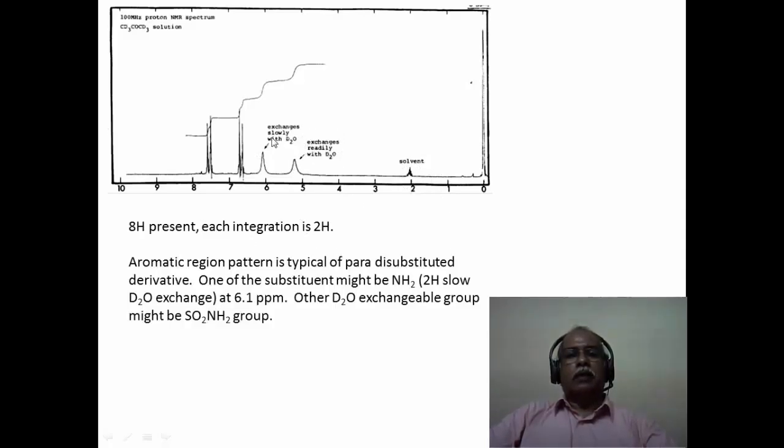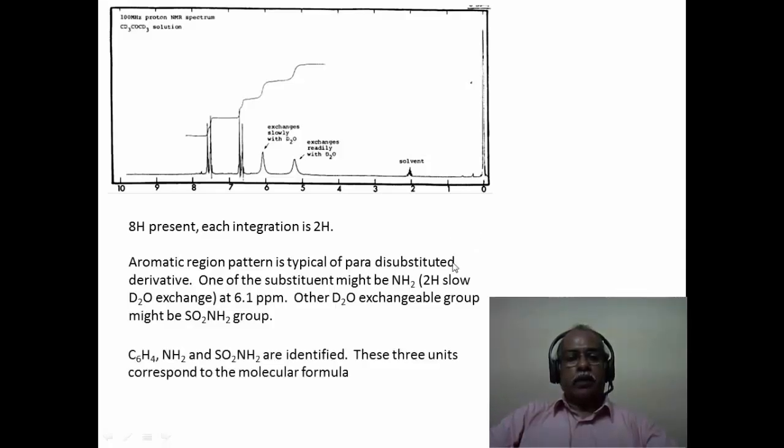In this particular spectrum, acetone D6 is used as a solvent. It is mentioned here on the top left hand corner. Acetone D6 is the solvent that is used for the proton NMR spectrum. So this is a residual solvent peak, which is because of an acetone D5 kind of molecule, which gives a multiplet at around 2 ppm corresponding to the acetone signal.